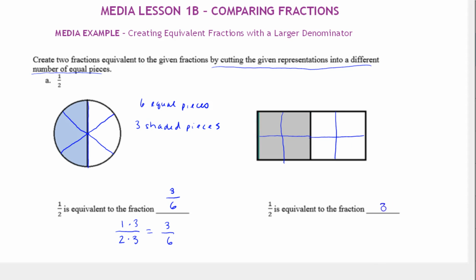That's going to be our denominator. And there are 1, 2, 3, 4 of them shaded. So 1/2 is equivalent to the fraction 4/8. Okay. Mathematically, or symbolically, what we did is we cut each of the 2 pieces into 4 pieces, and the one shaded piece was also cut into 4 pieces. This gave us 4/8. Let's look at the next one.